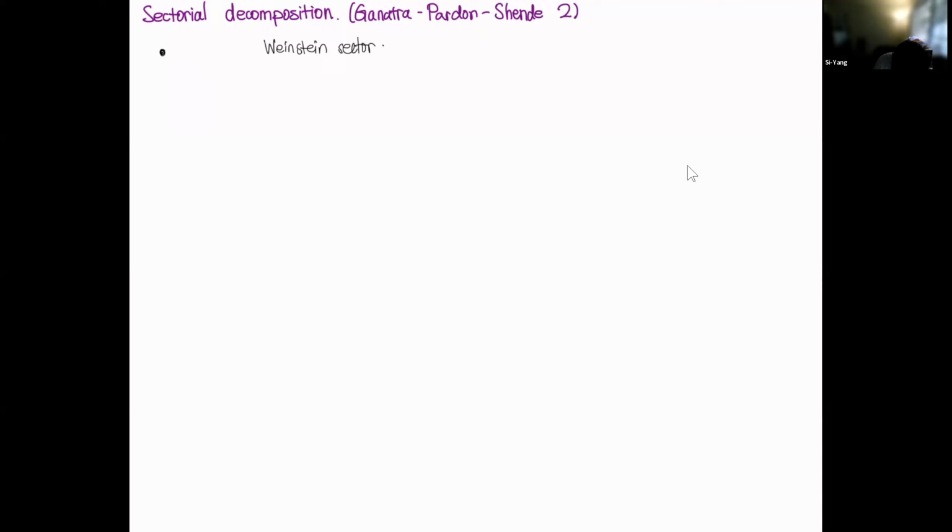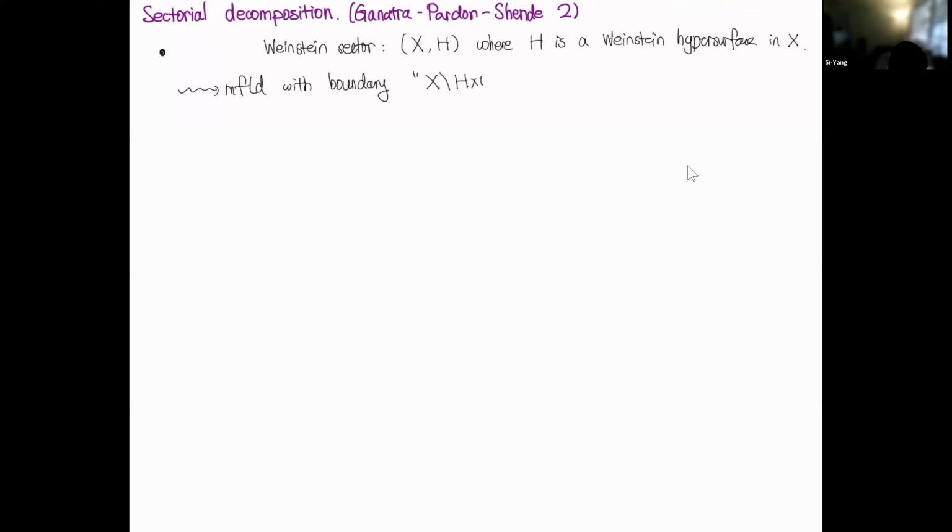There is a definition of Weinstein sector, which you can basically regard as a pair (X, H), where H is a Weinstein hypersurface in X. Well, Weinstein hypersurface means all the data you need for defining a Weinstein manifold restricts to a Weinstein structure on H. And this gives you some manifold with boundary, which looks like X removing H cross a copy of R.